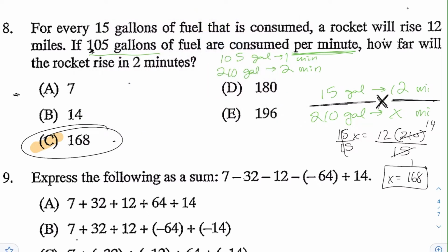So for number 8, it's a proportion question. So you set up the proportion, make sure the units line up, as so, and then you can cross multiply and solve.